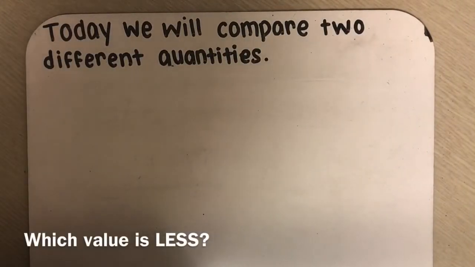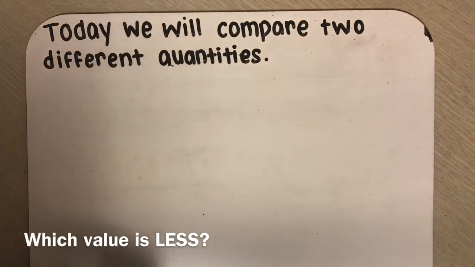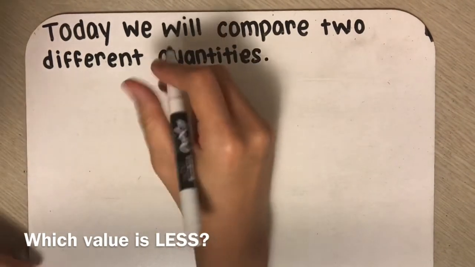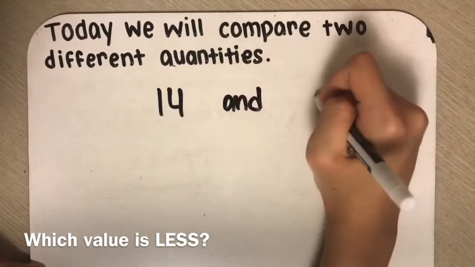Now we've been practicing with finding numbers that are greater. This time let's practice finding numbers that are less. Starting with our first number pair, we have 14 and 40.